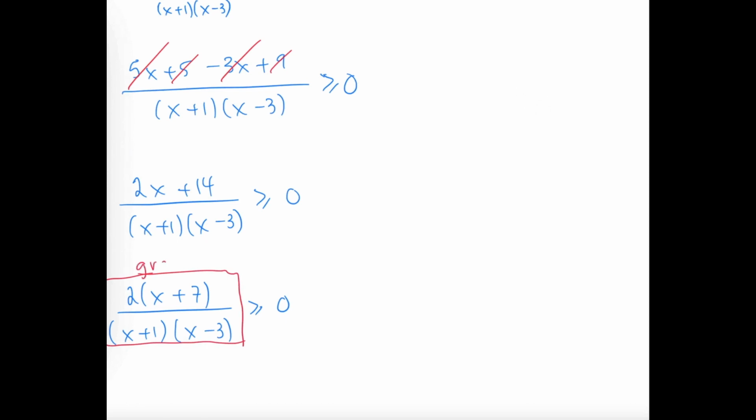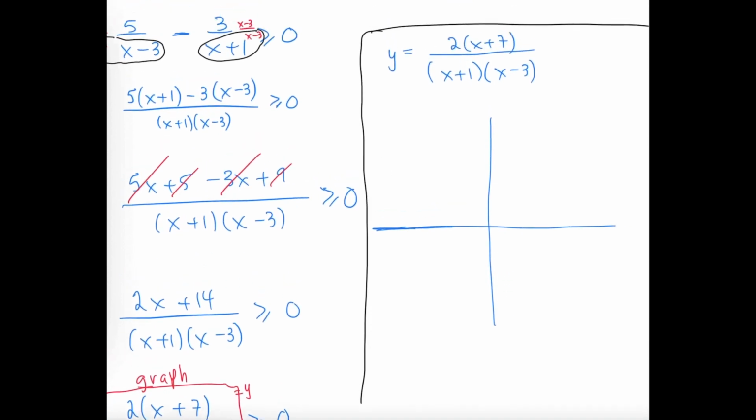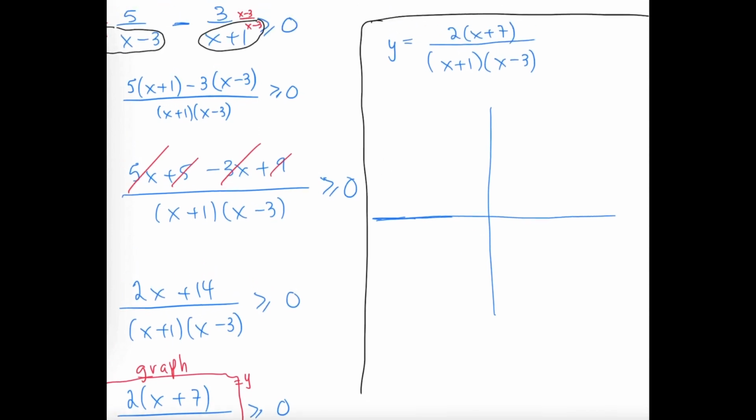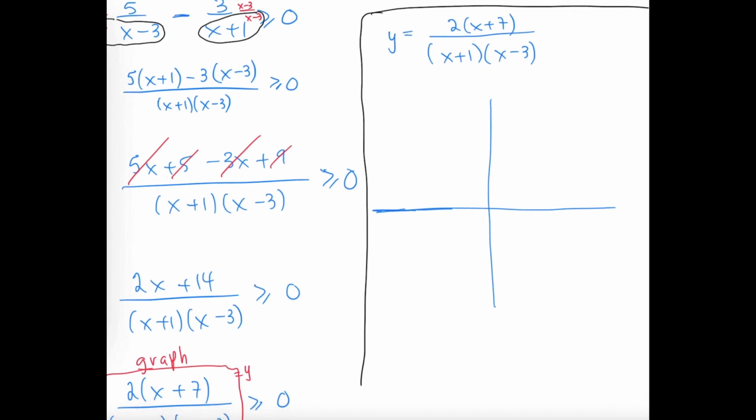I'm going to graph the function that's on the left-hand side as if it were equal to y. So I'm going to set that thing equal to y and graph it. Notice we've taken that rational expression and brought it up over here, set it equal to y, and now we're going to graph that rational function. We have two vertical asymptotes. One of them is at x equals -1.